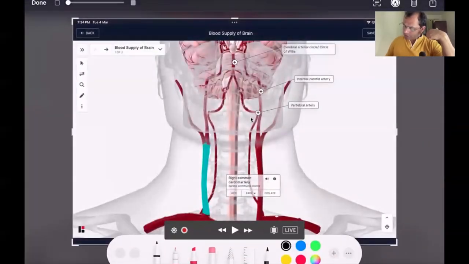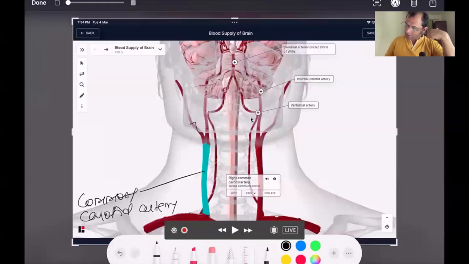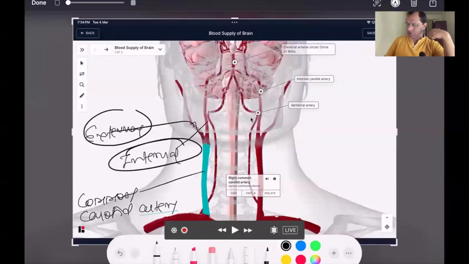So this is the common carotid artery, dividing into two parts, external and internal. The internal is going in the brain. External is not going directly. वो और कहीं जाती है. कहाँ जाती है? We'll see. The mainly internal carotid artery going in the brain. So that is called internal carotid artery.